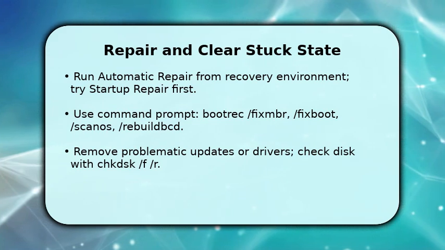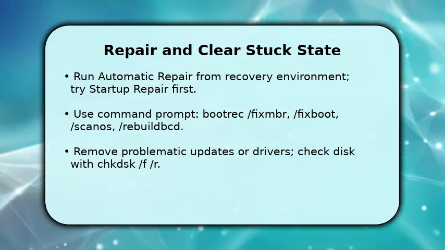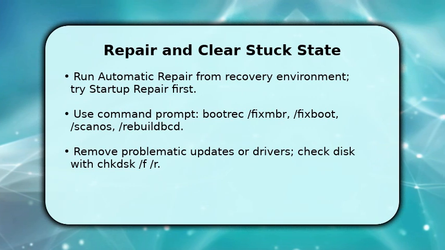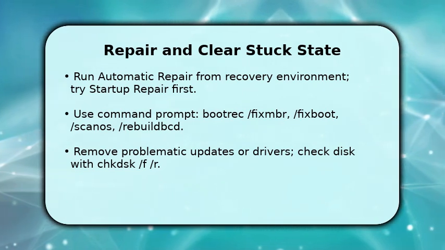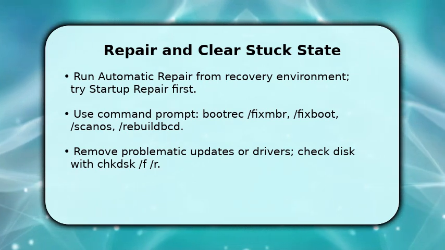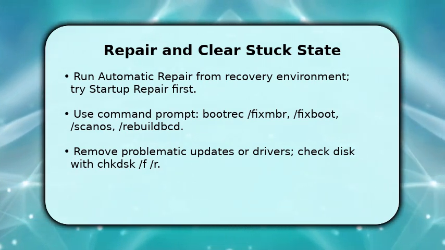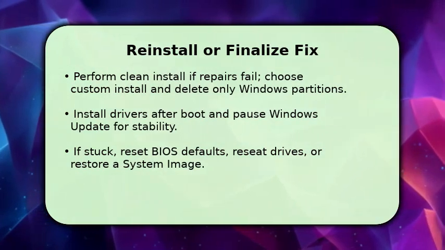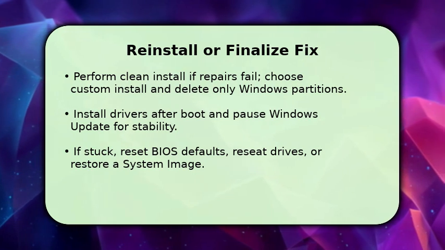Next, run chkdsk on the system volume to repair file system errors and remove any recently applied drivers or updates that coincide with the loop. If repairs failed, proceed to a clean install. Choose Custom Install, delete only Windows partitions, and leave data partitions intact to avoid losing files.